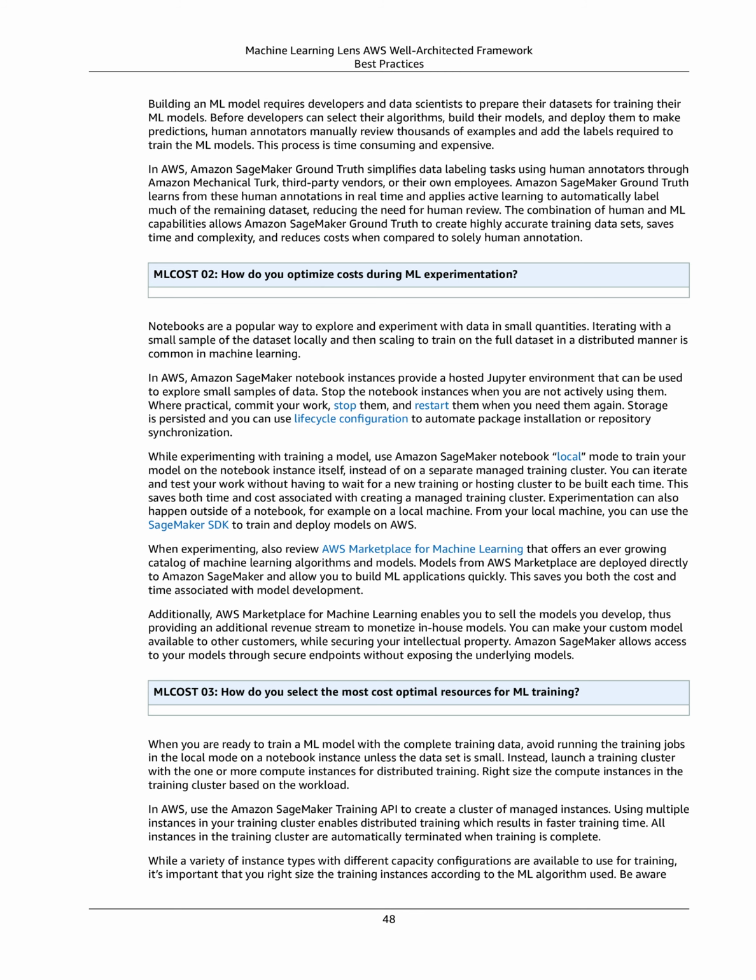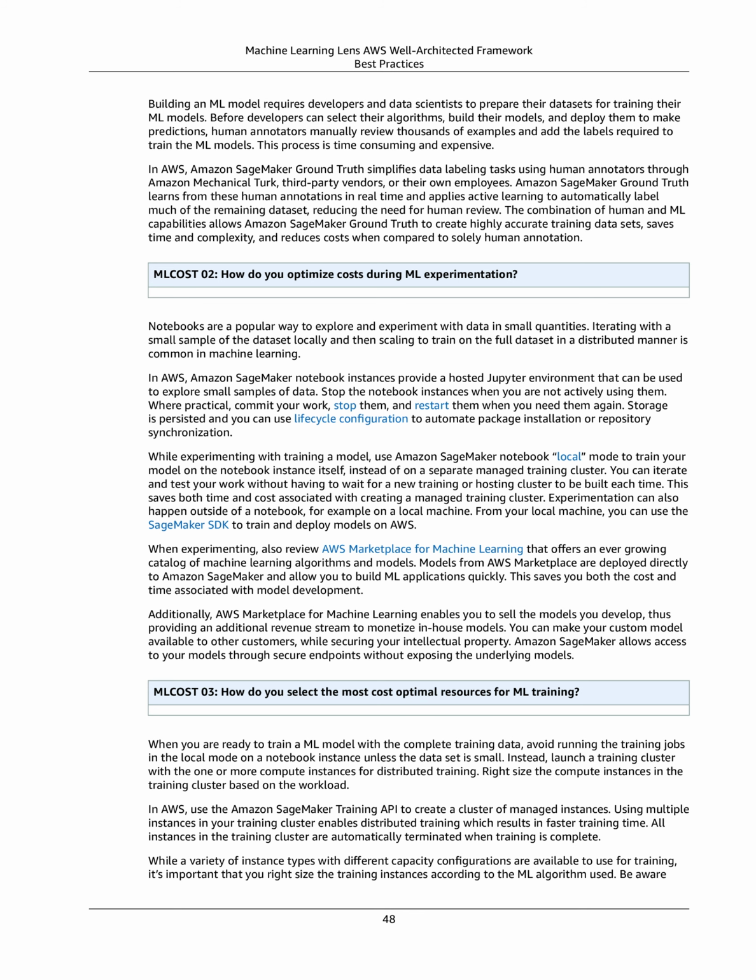Cost 03. How do you select the most cost-optimal resources for ML training? When you are ready to train an ML model with the complete training data, avoid running the training jobs in the local mode on a notebook instance unless the dataset is small. Instead, launch a training cluster with one or more compute instances for distributed training. Right-size the compute instances in the training cluster based on the workload. In AWS, use the Amazon SageMaker Training API to create a cluster of managed instances. Using multiple instances in your training cluster enables distributed training, which results in faster training time. All instances in the training cluster are automatically terminated when training is complete.